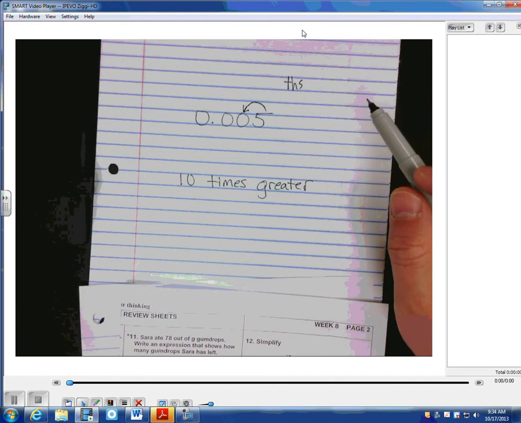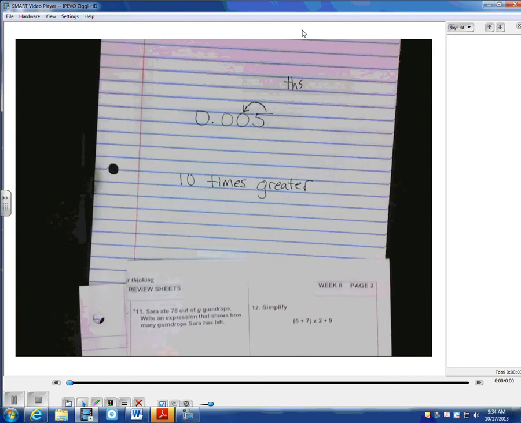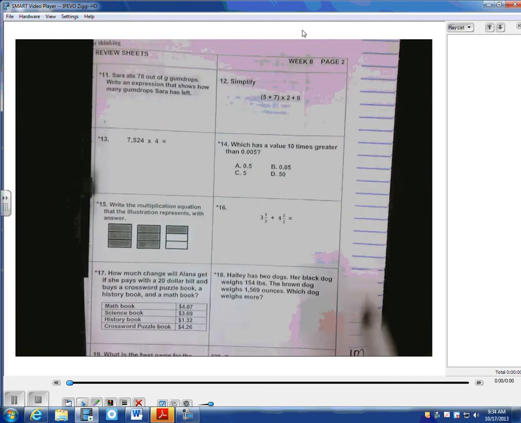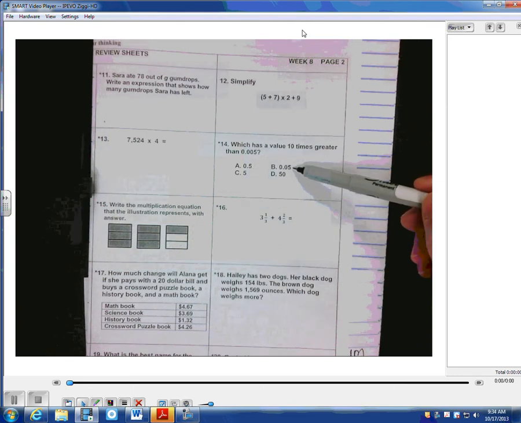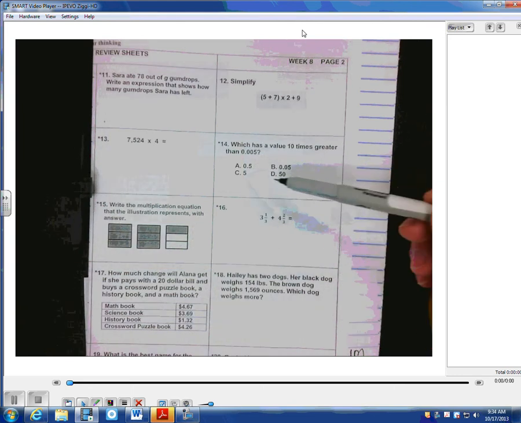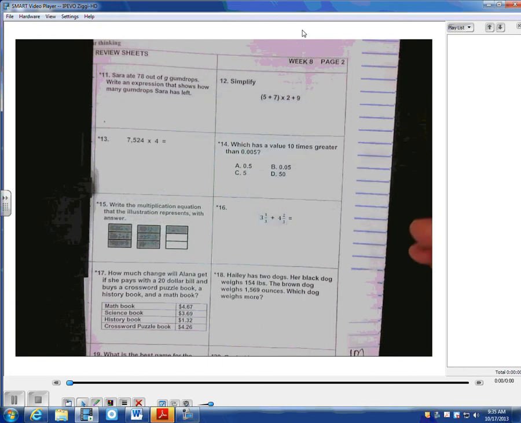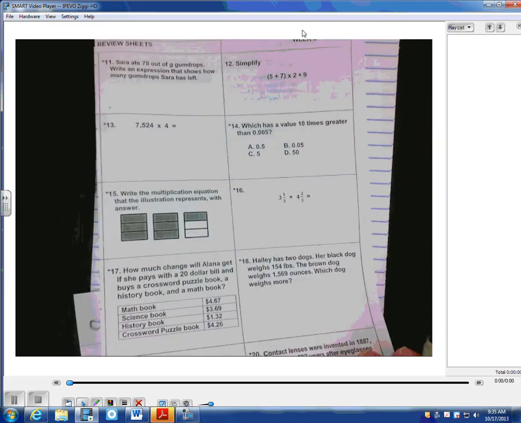All right, so you have 3 choices to pick from. So what would be 10 times greater? 5/10, 5/100, the whole number 5, or the whole number 50. And I'm going to go over one more problem.